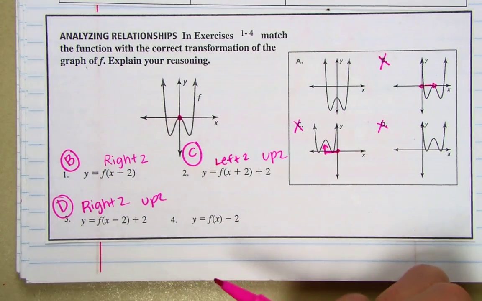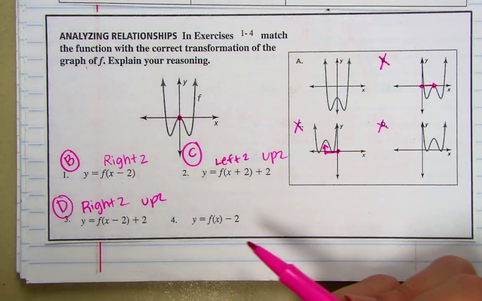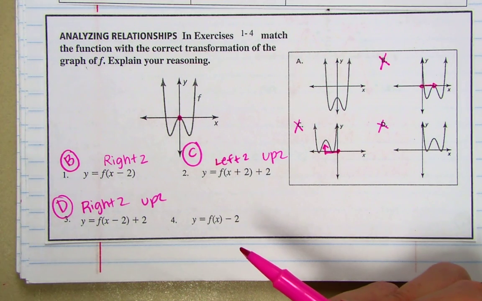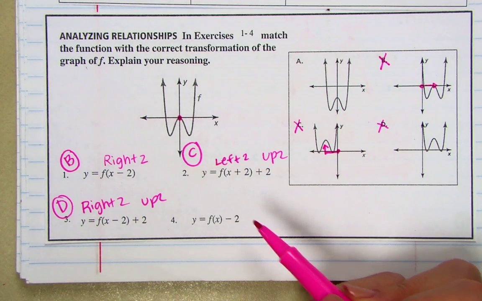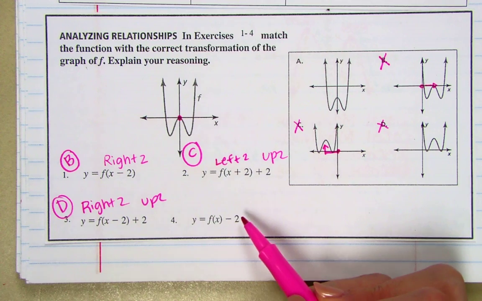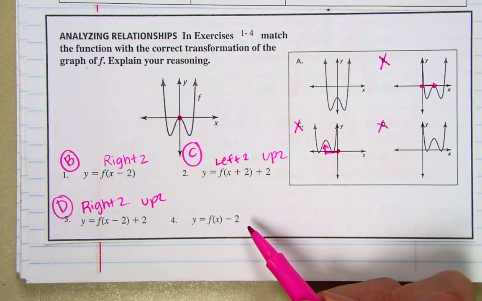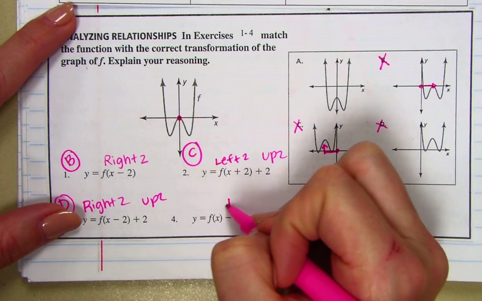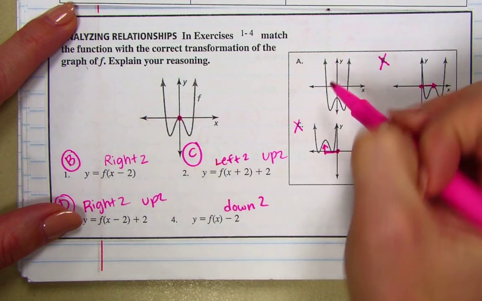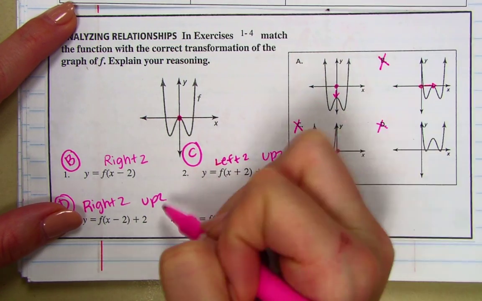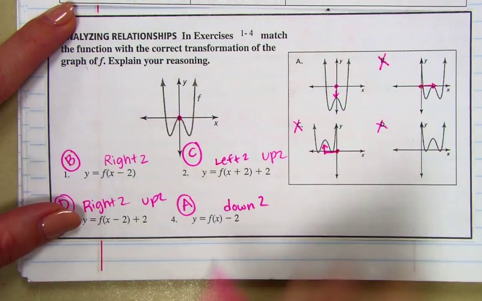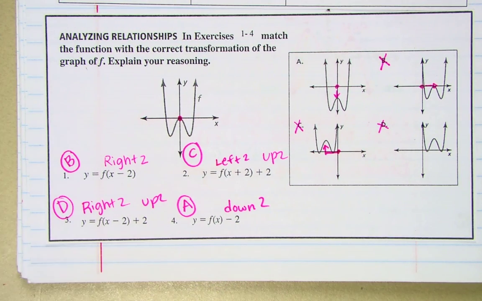Now that means A is the last one, but let's double check it and make sure. When you use process of elimination, if you know you're right, then you should be able to get it right. What does this minus 2 not inside the parentheses mean? Down 2. If it started here and went down 2, A looks good to me. Awesome. So it should be B, C, D, A.